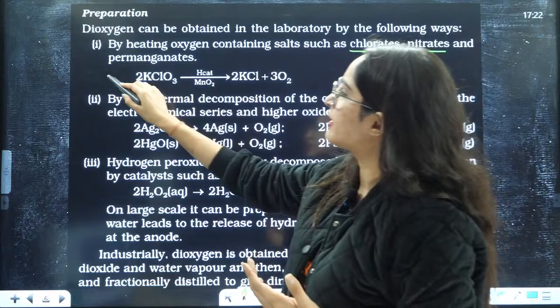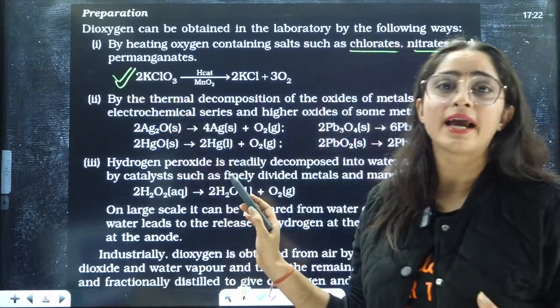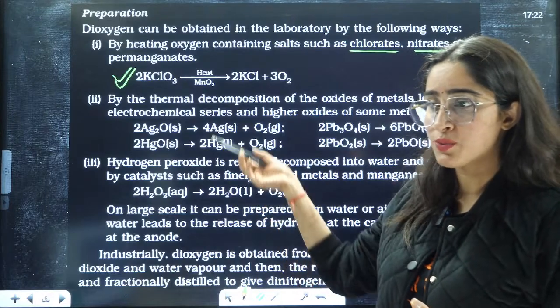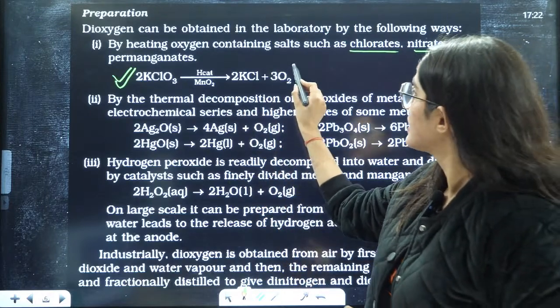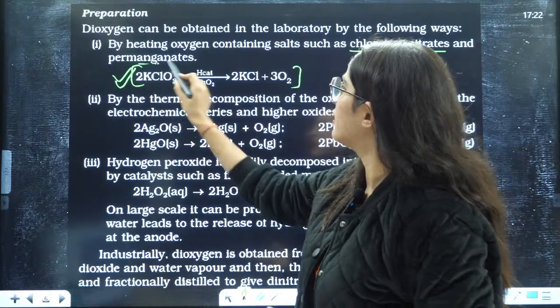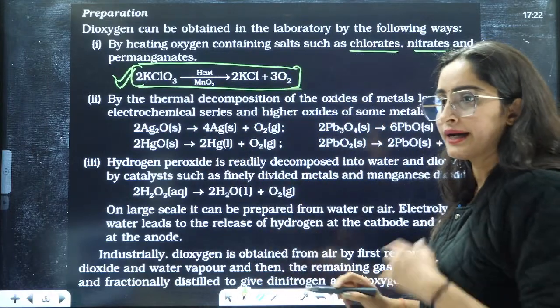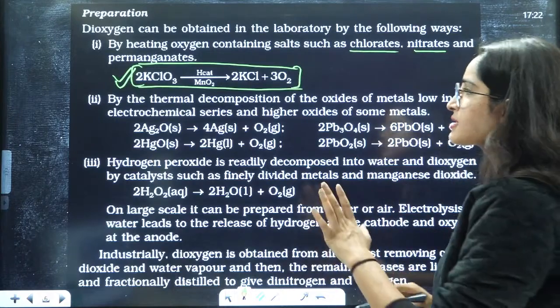This reaction we have done in lower classes as well, the thermal decomposition reaction. Do you remember this? We have done it in lower classes as well, right? It is a very famous reaction, so you can just go through this. Exclusively, you don't have to study this, right?